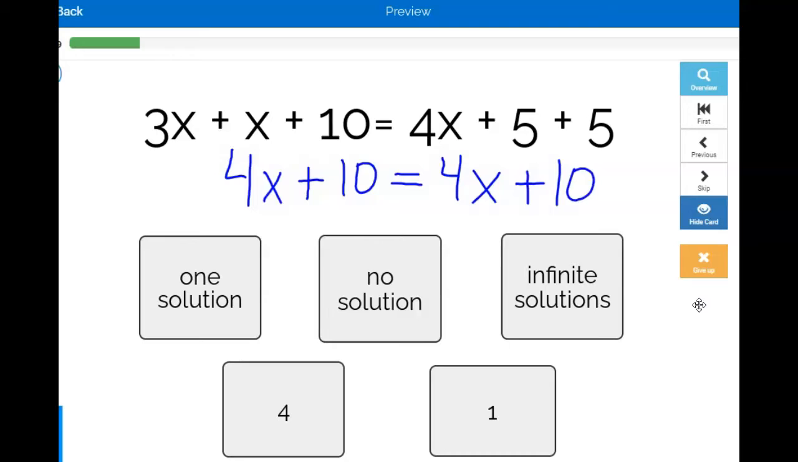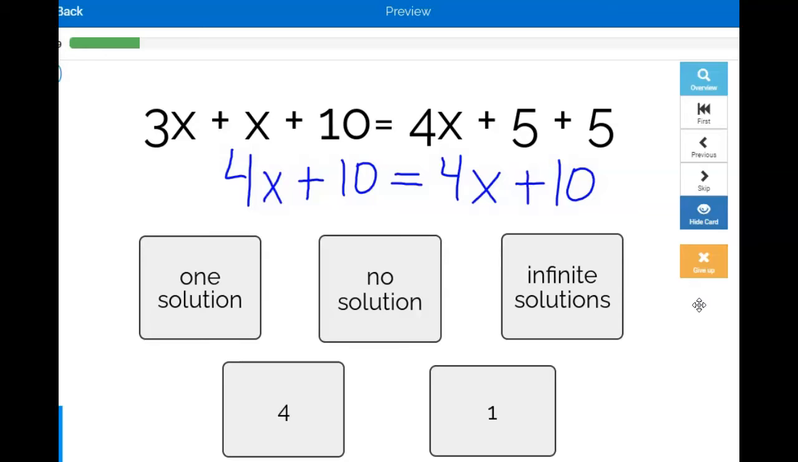What I discover here is that these are actually the same line. It's the same equation on both sides. And so two lines that are the same have infinite solutions. Any point that I could pick on either of the lines, it would also be a point on the other line, of course, because they're the same line.